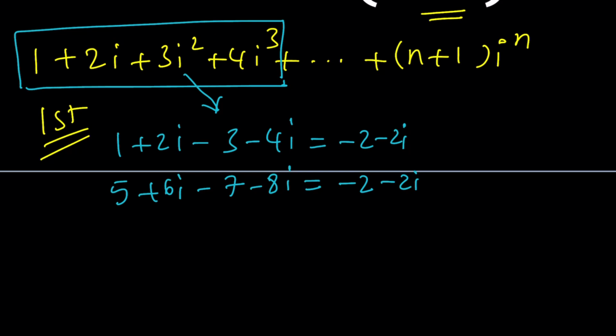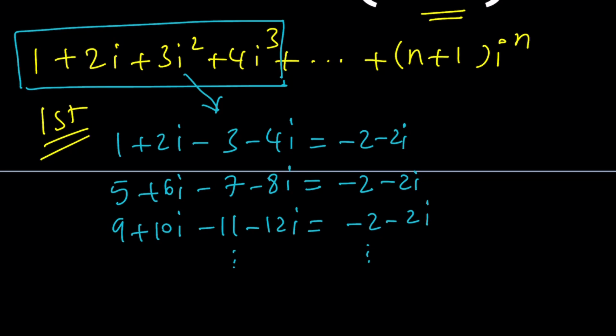Okay, let's write one more. The next one is just going to be, or I can just give it to you, 9 plus 10i, and then -11 minus 12i. Hopefully you get the pattern. We have 1, 2, 3, 4, but then you attach the powers of i, and then 5, 6, 7, 8, and then 9, 10, 11, 12. You get the idea? And that's why we probably get the same thing over and over. Of course, this is going to continue until we hit n plus 1 times i to the power n. So how does that work out?